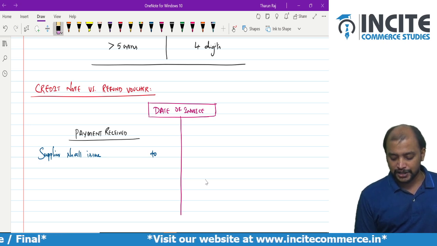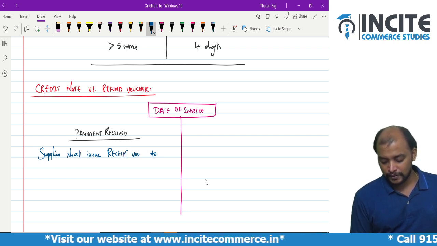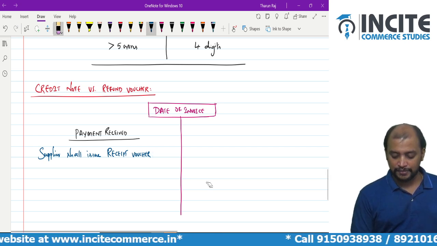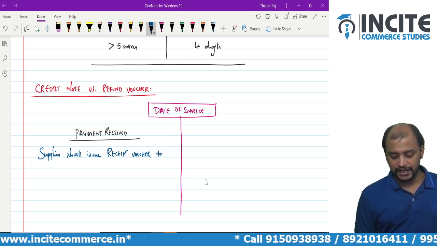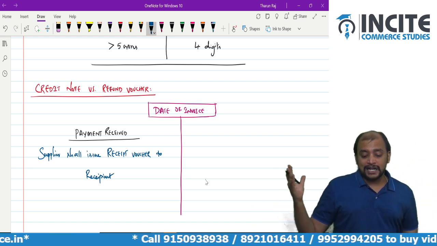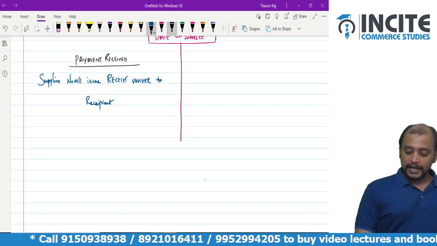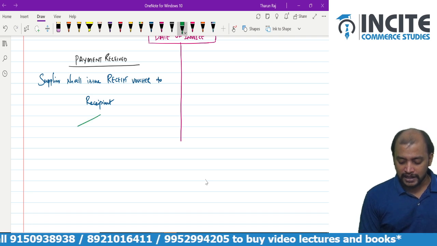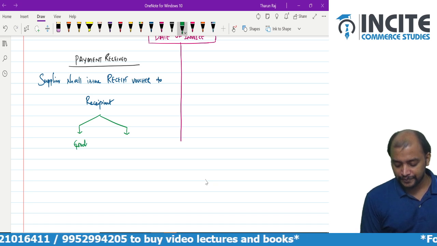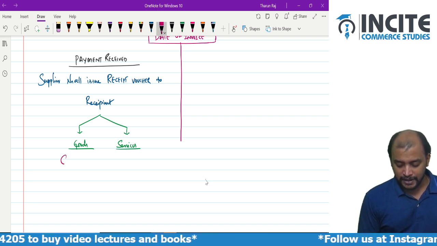Okay. Supplier shall issue what? Receipt voucher. To whom? To recipient. Suppose the payment is received, and on this, whether GST is paid in case of goods? No. In case of goods, GST is not paid. In case of services, GST is paid. Goods, services. In case of goods here, GST is not paid. Why?